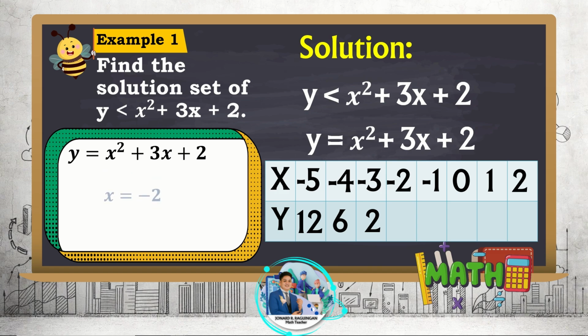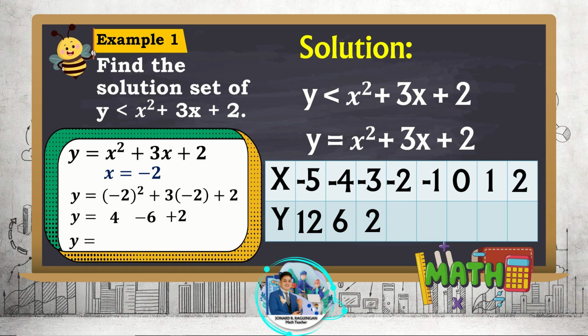For x equal to -2, substitute this value to solve for y. We have y is equal to the square of -2, plus 3 times -2, plus 2. Then simplify. The square of -2 is 4. 3 times -2 is -6. Plus 2. Then 4 minus 6 plus 2 is 0. So, if x equals -2, then y equals 0.